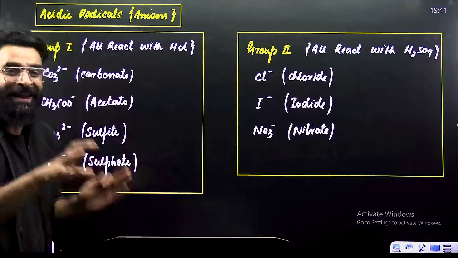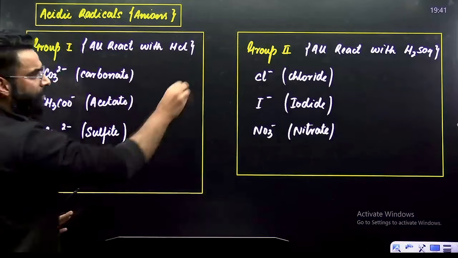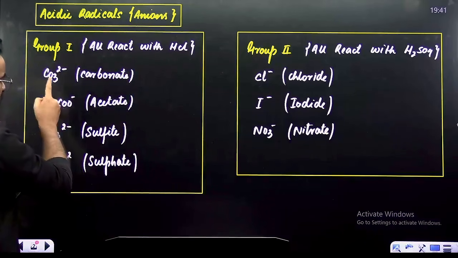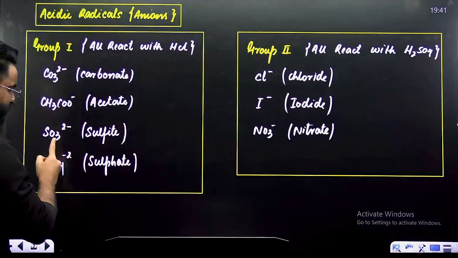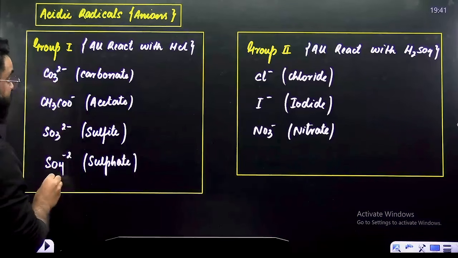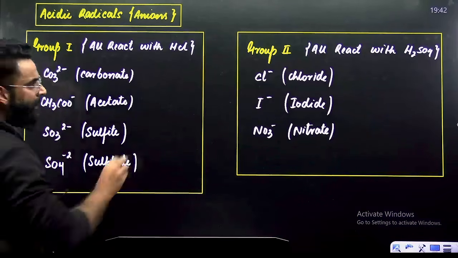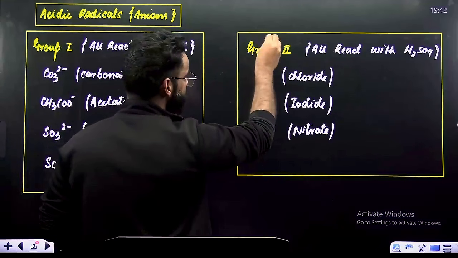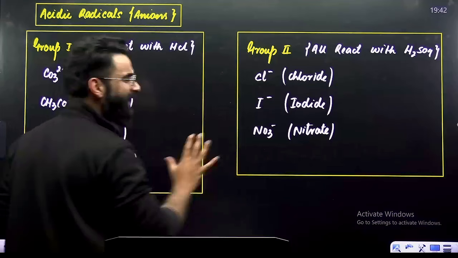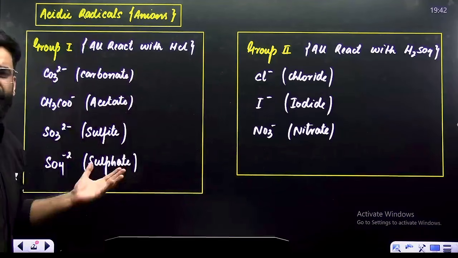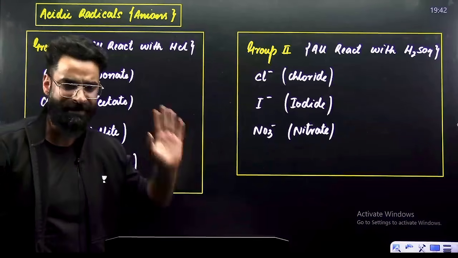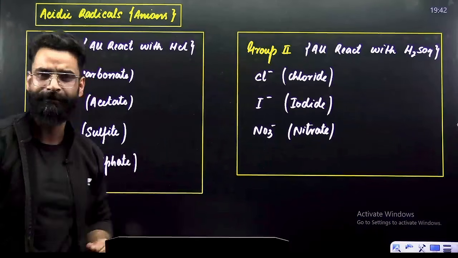What all anions are there in group 1 and what all anions are there in group 2? My dear students, group 1 contains your carbonate, acetate, sulfite, and sulfate. These are the acidic radicals of group 1. Similarly, the acidic radicals in group 2 are your chloride, iodide, and nitrate. So basically we have to check what are the different tests related to all these ions. So let's get to know about that one by one.